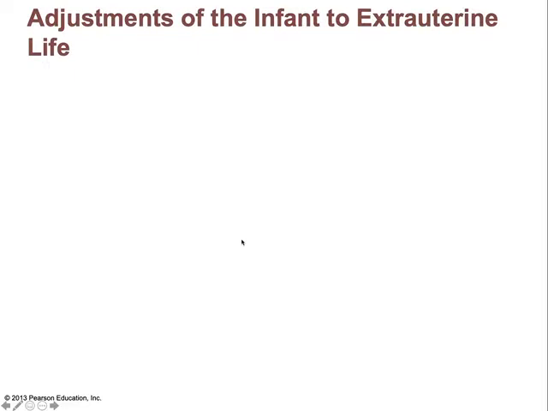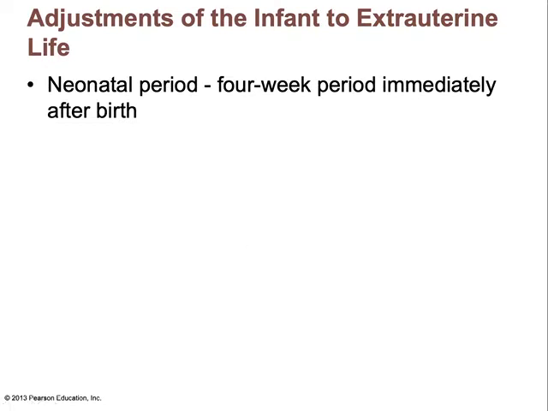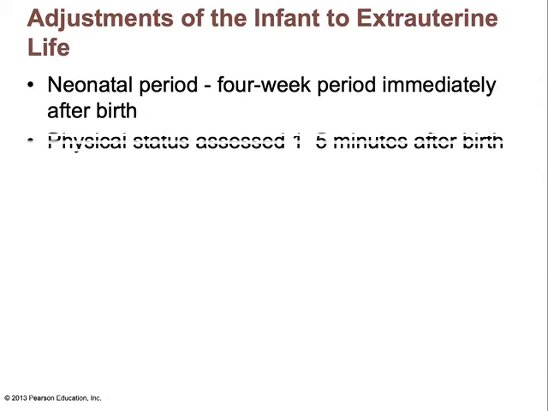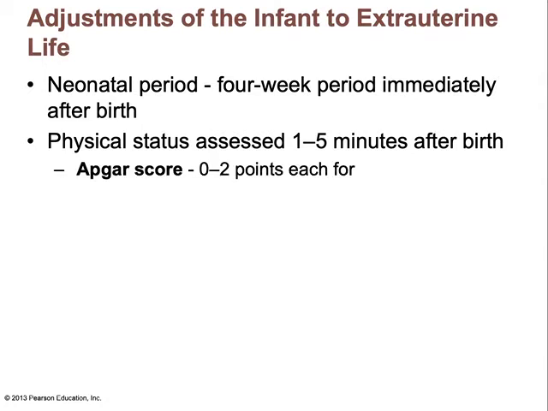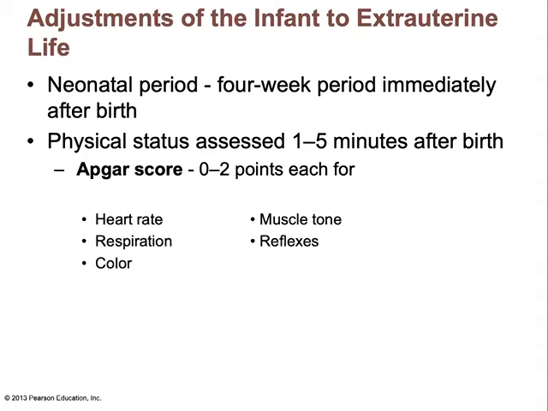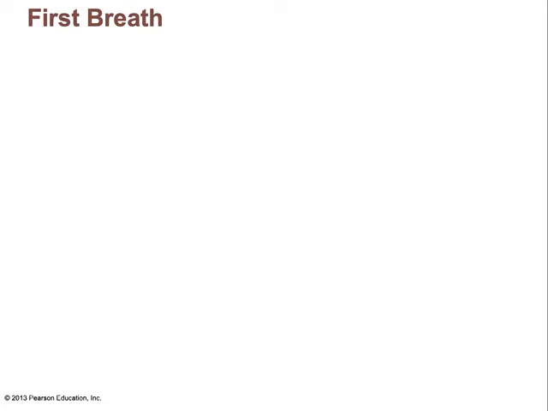Once the infant has passed through the birth canal, physiological adjustments in the infant prepare it for life outside the womb. The neonatal period is a 4-week period immediately after birth. The physical status is assessed about 5 minutes postnatal. An APGAR score of 0 to 2 points is given for heart rate, muscle tone, respiration, reflexes, and color. A score between 8 to 10 is considered healthy. Anything below that is essentially a danger sign.